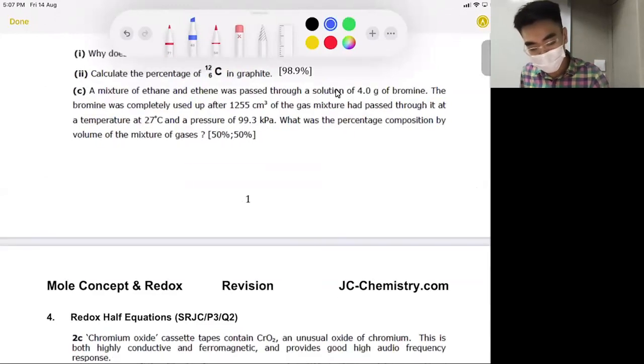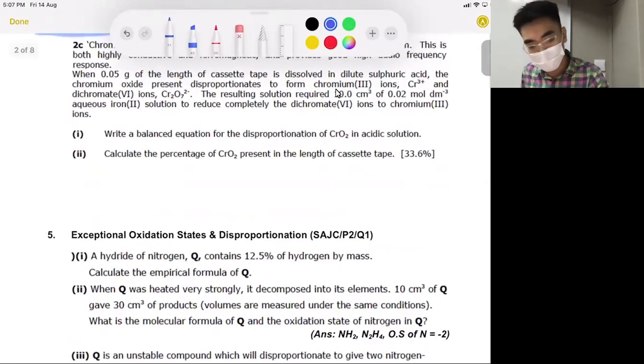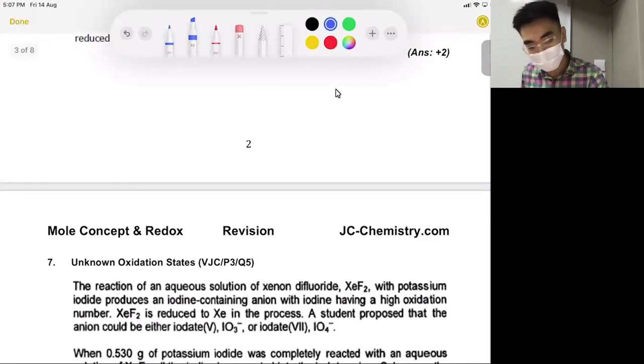Okay, redox half equation. You will have a hard time with this question. Then exceptional oxidation states, unknown oxidation states. This one is easy. This is a hard question, question 7. So we'll try that today, struggle through that.